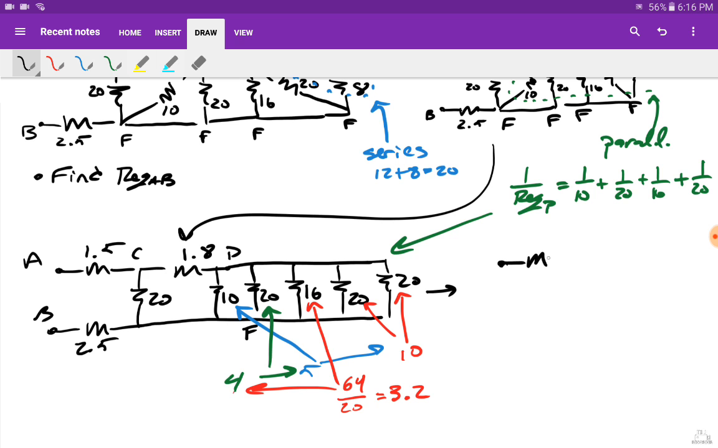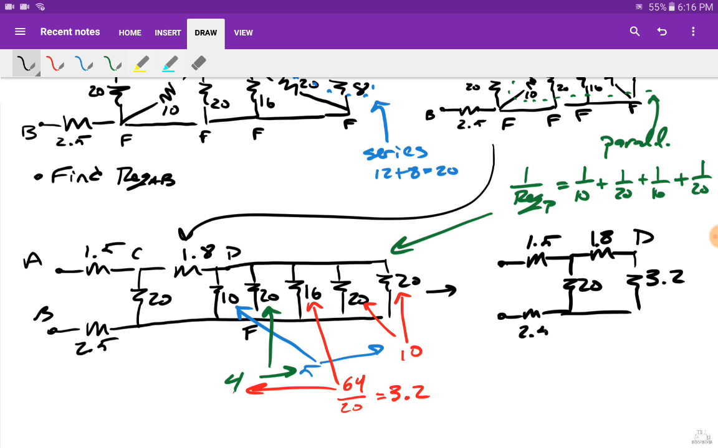So I have this right here, this right here, this right here. Okay, this 1.8, and then this was D. And now instead of the 5, I have one resistor that's there with a 3.2. This was 1.8, this was 20, this was 1.5, and this was 2.5.